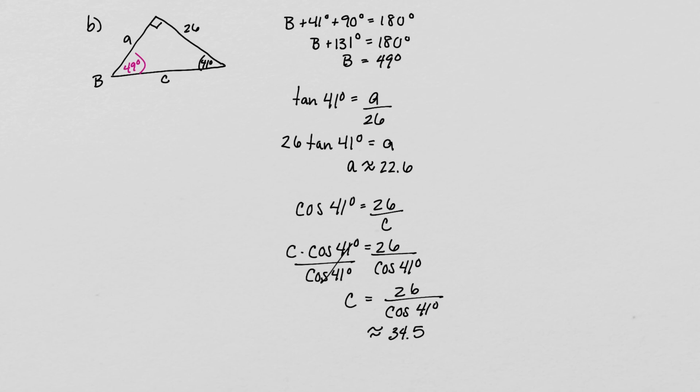Not 34.5 degrees, because it's just a side. So now we've found all those missing pieces in that triangle, so we have solved that triangle.